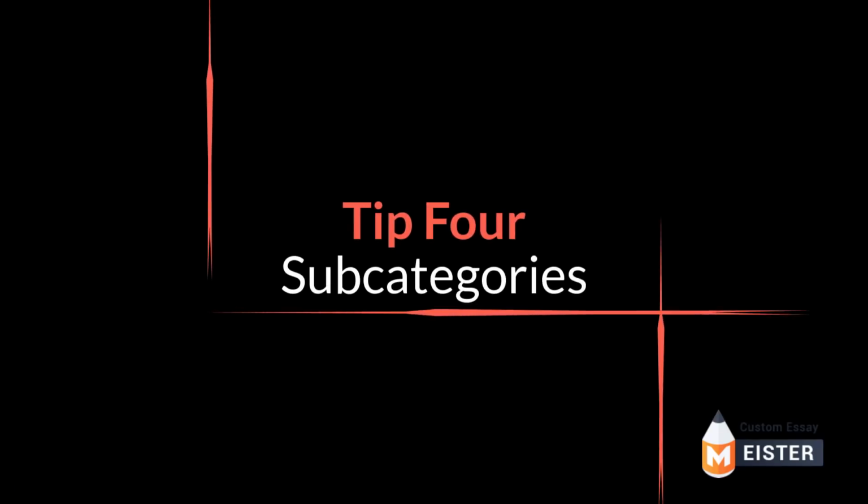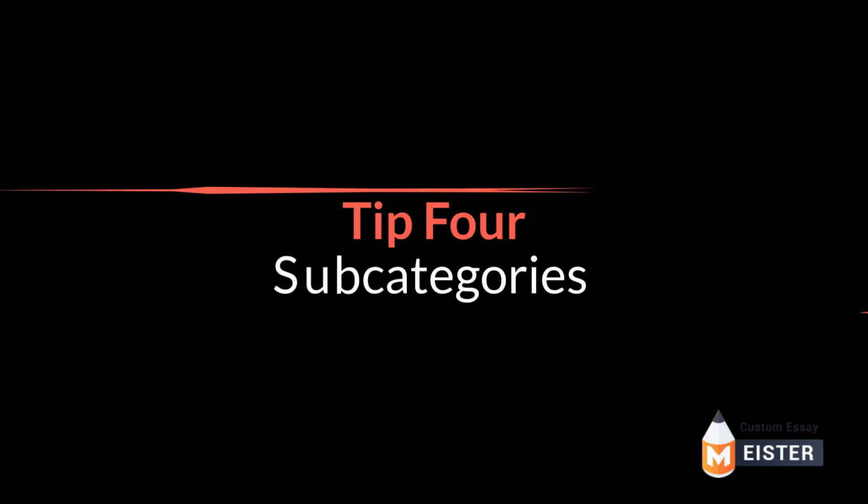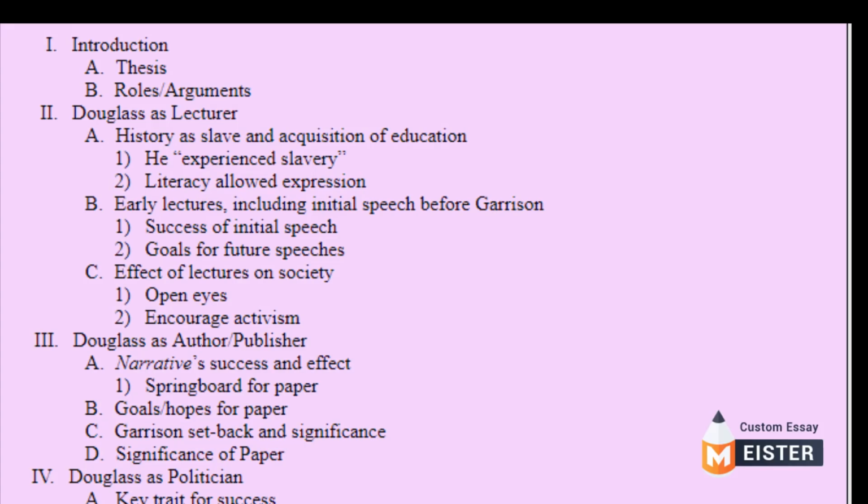Tip 4. Create subcategories. Subcategories exist to support your main points. While your main points may be more general in nature, your subcategories will have a more focused perspective. The amount of subcategories you will list fully depends on the information you will cover. Feel free to create as many subcategories as necessary, as long as they remain within the focus of your paper.